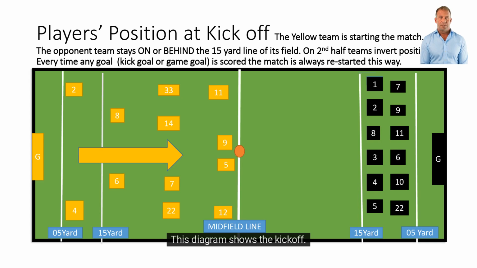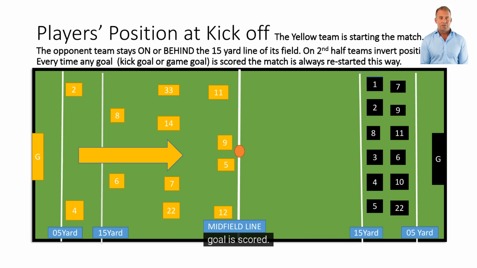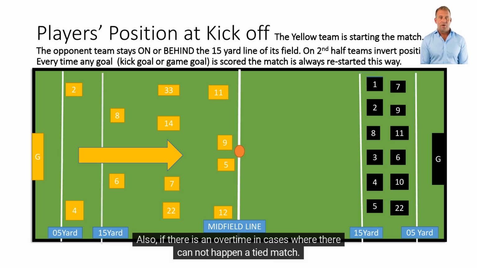This diagram shows the kickoff. It is used in many situations: to start a match, at the beginning of the second half, and every time a goal is scored. Also, if there is an overtime in cases where there cannot be a tied match. The yellow team is starting with the ball behind the midfield line. The black team, the opponent, must stay behind the 15-yard line of its defense field. Again, the ball must always be kicked forward and never toward the defense field.